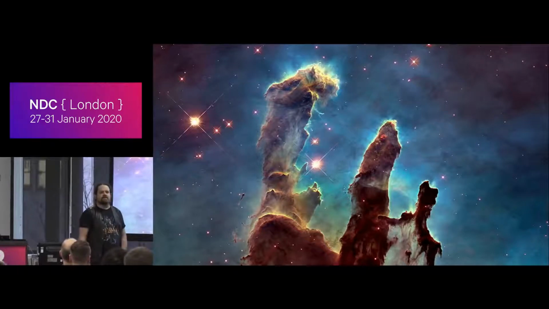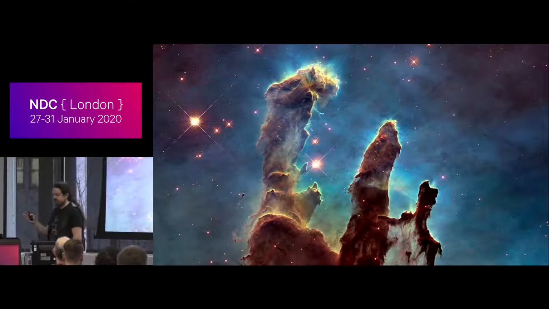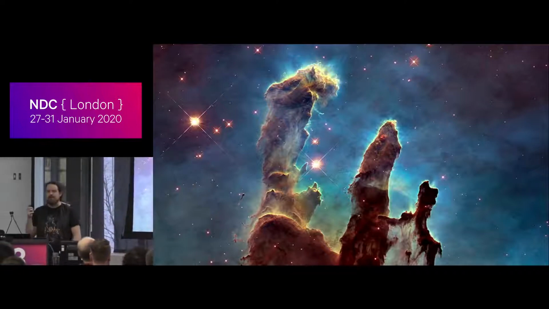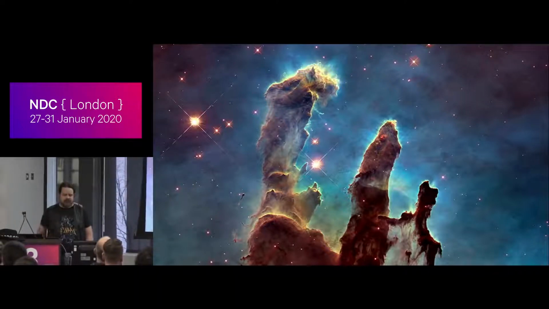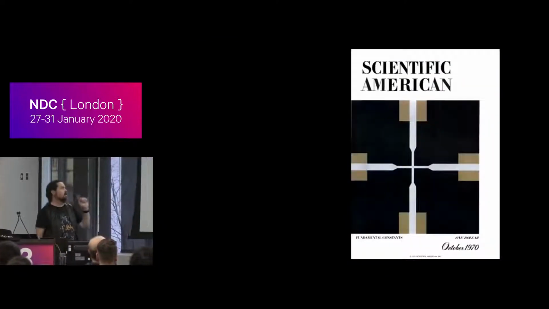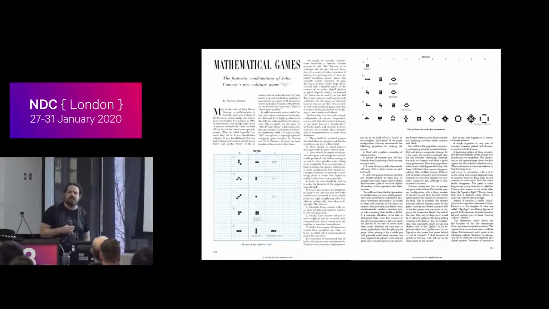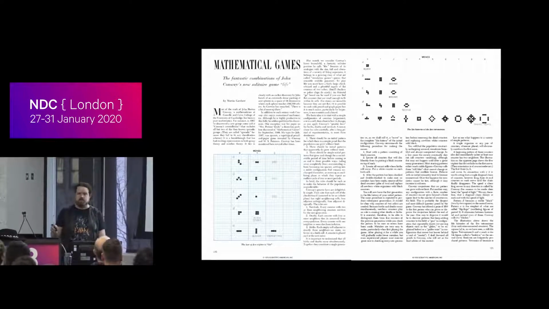Throughout the 1970s, there was a guy called Martin Gardner who wrote a column for Scientific American magazine about mathematical puzzles and curiosities. And certainly the most influential of his columns he ever published was this one, October 1970, where he described something called Conway's Game of Life, created by an English mathematician called John Conway.